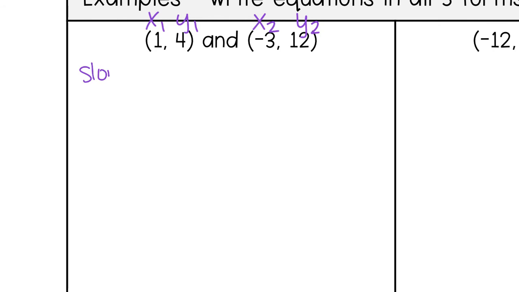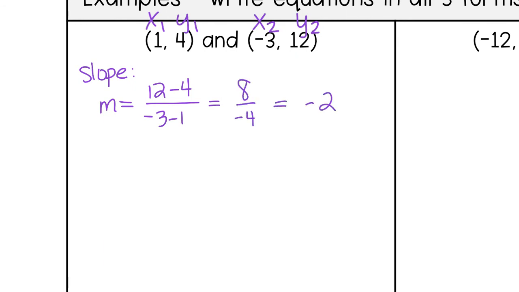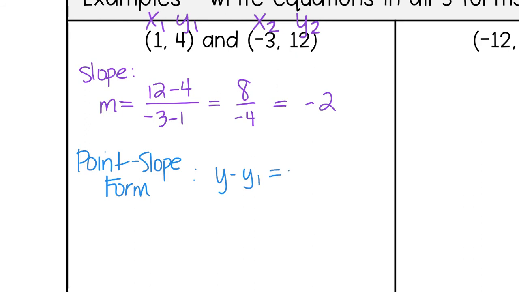So slope m equals 12 minus 4 over negative 3 minus 1. So that would be 8 over negative 4, which simplifies to just negative 2. And now that I have slope, I'm going to plug this in to point slope form. So that's the one that has y minus y1 equals m, x minus x1.